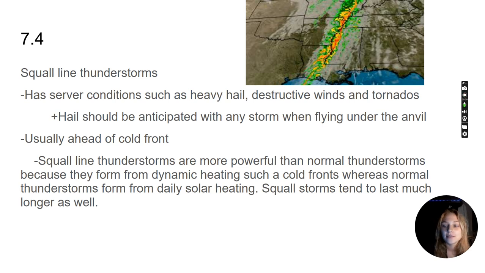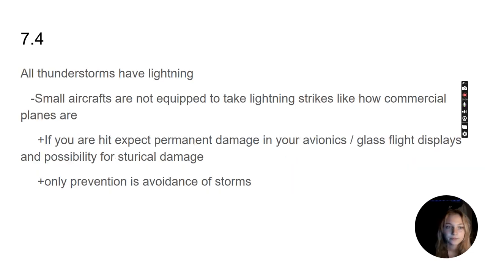So now we have squall line thunderstorms. Watch out for these bad boys. It has severe conditions such as heavy hail, destructive winds, and tornadoes. Hail should be anticipated with any storm while flying under the anvil, but usually ahead of a cold front is where the squall lines form. Squall line thunderstorms are more powerful than normal thunderstorms because they form from dynamic heating such as cold fronts, whereas normal thunderstorms form from daily solar heating. Squall storms tend to last much longer as well, so watch out for these.